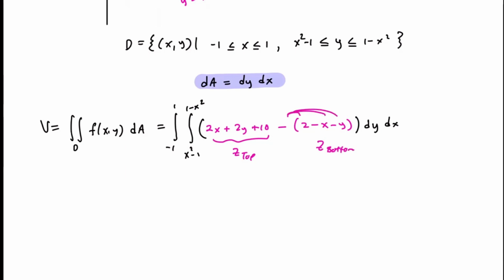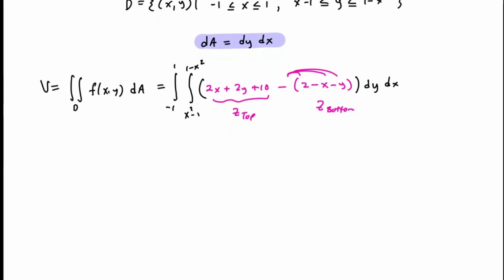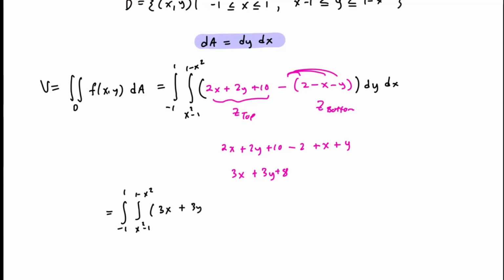Let's distribute this out so we can simplify the integrand before proceeding with the integration. So I'm just going to rewrite this one more time. So we have 2x plus 2y plus 10 minus 2 plus x plus y, combine like terms. So you'll have 2x and an x, that's 3x, 2y and a y, that's 3y, 10 minus 2, that's 8. So that is what we're going to put in the integration. So our integral is from -1 to 1, and then we have x squared minus 1 to 1 minus x squared. Here we will have 3x plus 3y plus 8, and now we integrate with respect to y and then x.